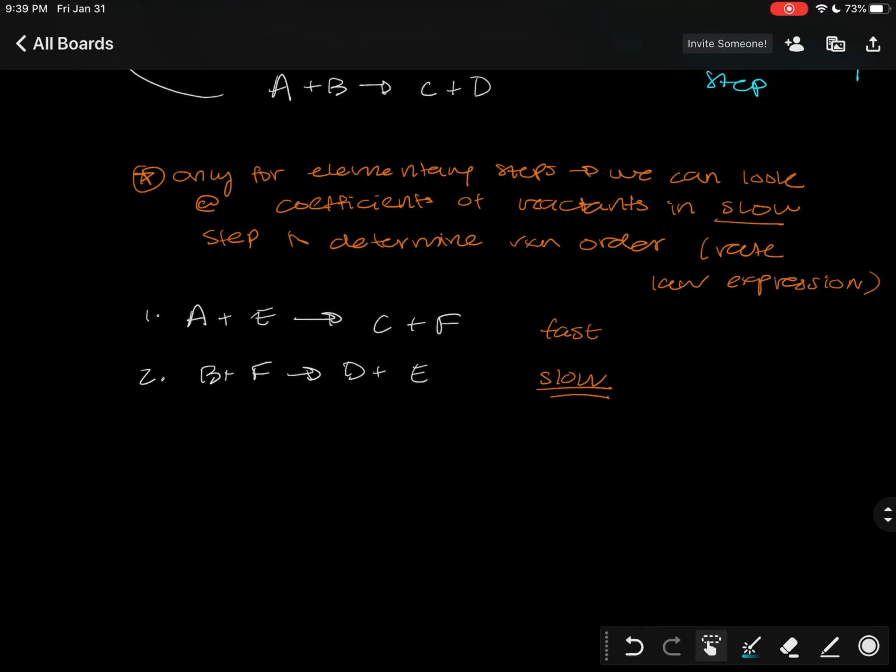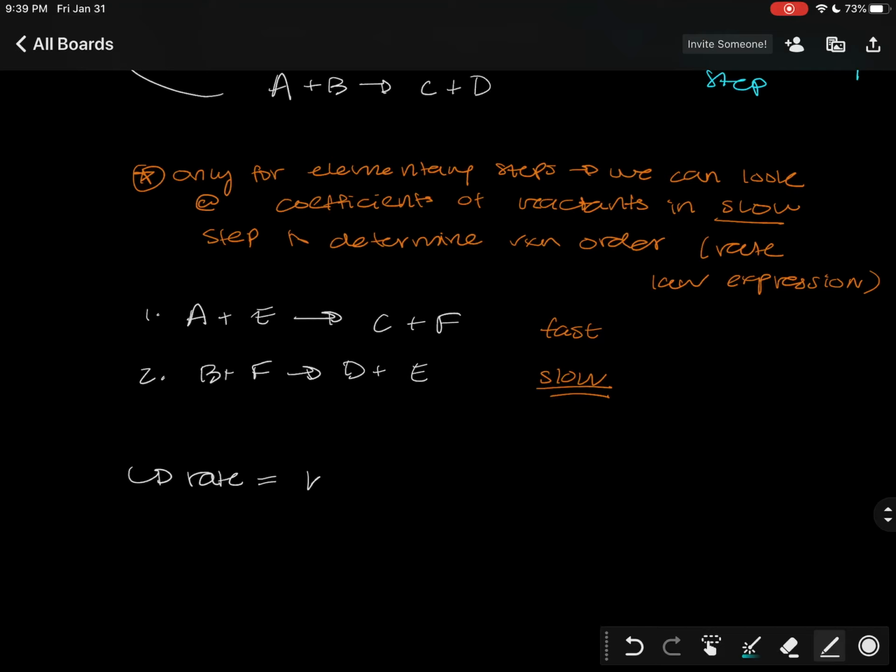Okay, so that might be a little bit confusing, but I'm hoping that we can build upon this and make more sense. So if we were to write out the rate law expression for this, we would say rate equals K times, so we're going to only be looking at this slow step because it's a rate determining step. It's kind of like the limiting reactant, if you remember that from Gen Chem 1. The rate is going to depend on the thing that's slower, right? Make sense? So we'll say that the rate is going to be equal to K times B times F.